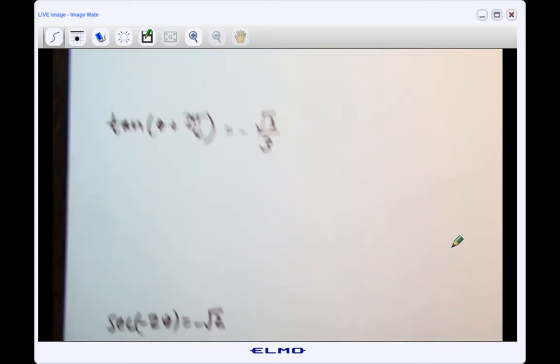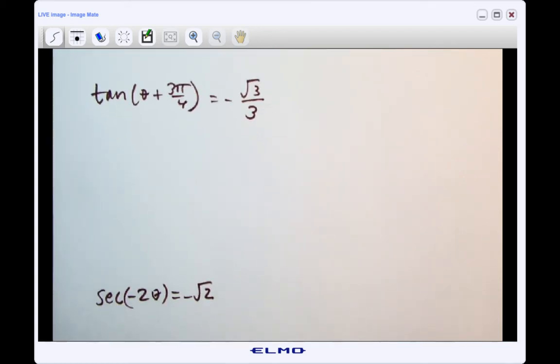Hi everyone, welcome to Solving Trig Equations, part 4, I think this one is. So we're going to start with these two and then we'll go back to the one that was at the top of the page that I moved out of the way there. Okay, we're going to start with this one.